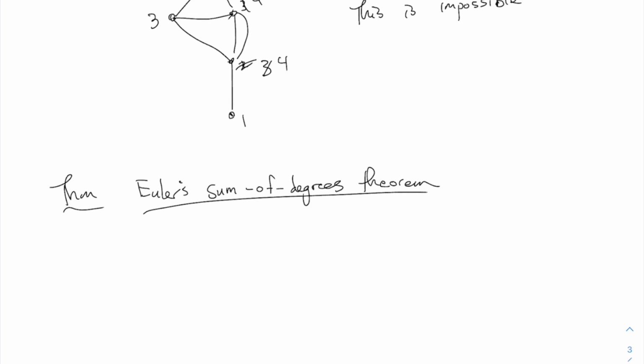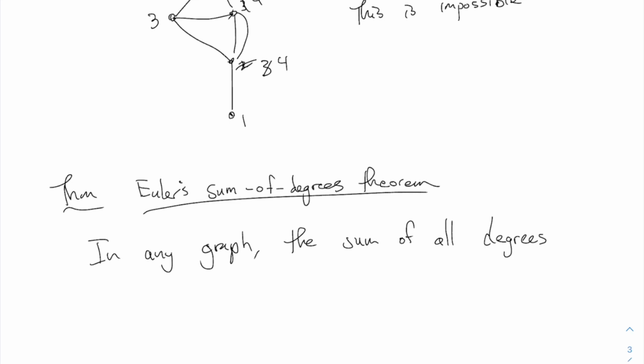It says in any graph, no matter what, the sum of all the degrees in any graph, the sum of all degrees is even. This is a true fact of every graph. The sum of all the degrees is even. This is not exactly an obvious fact, although it's not so hard to understand why that's true.